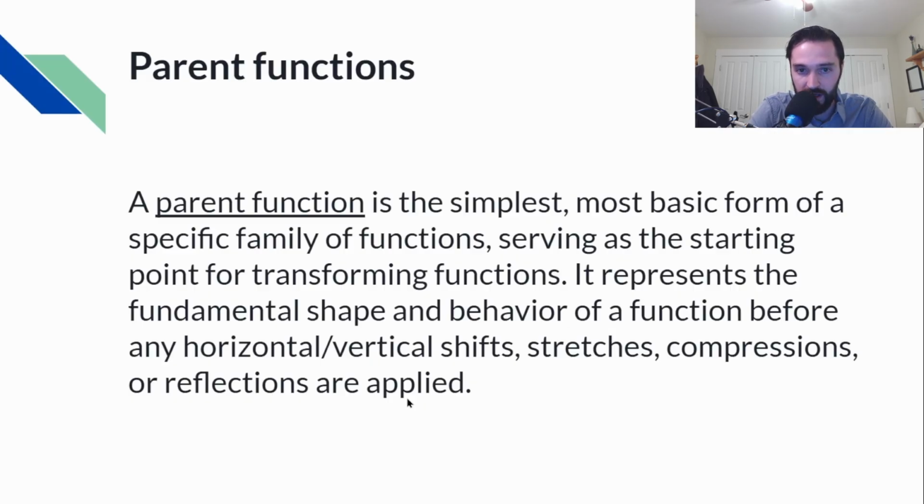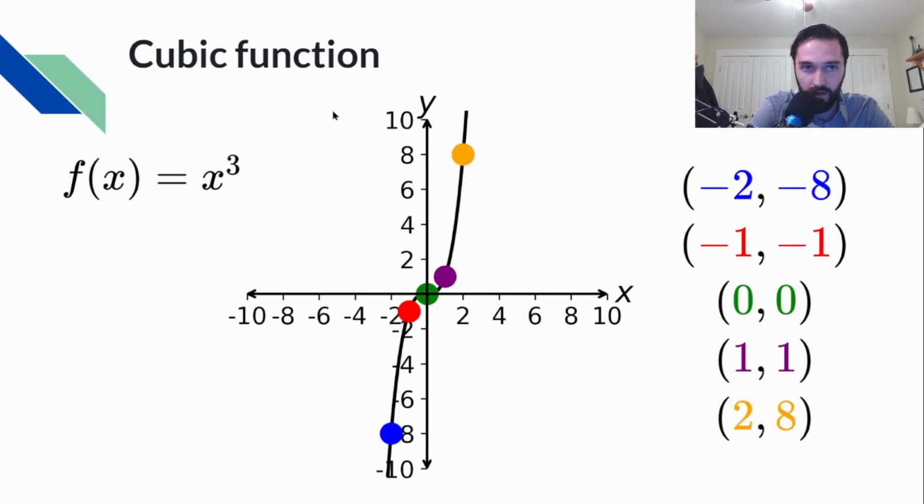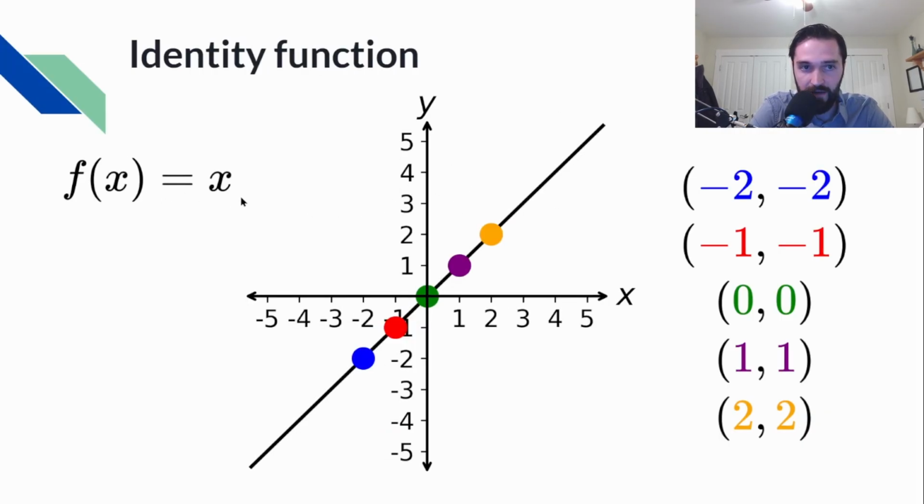So let's look at a short list of parent functions. Here's a well-known function. This is what we just looked at. This is f of x equals x squared. The quadratic function looks like this. It's a parabola. We know this already. The cubic function, f of x equals x cubed, looks like this. And the identity function, f of x equals x, looks like this. This is a straight line.